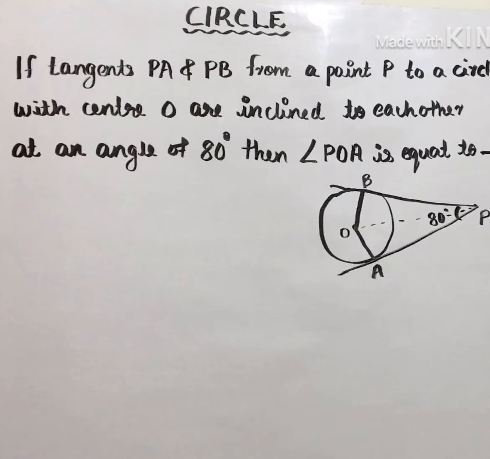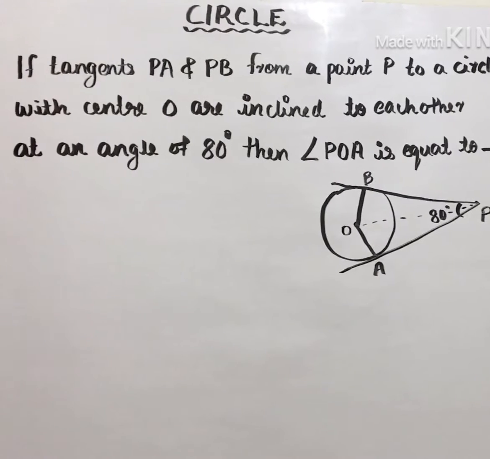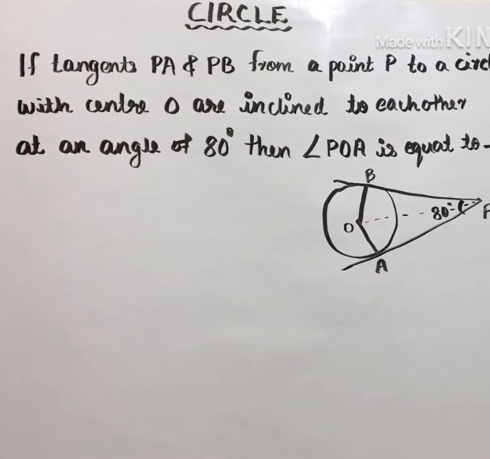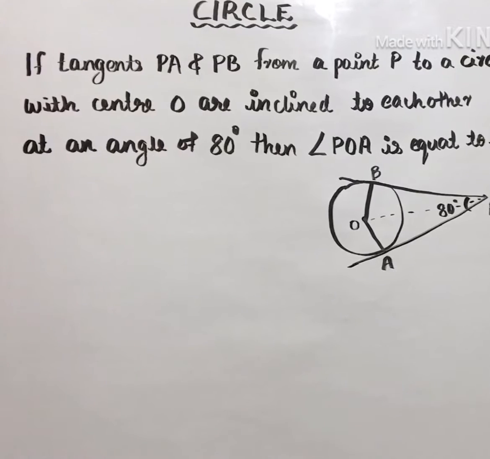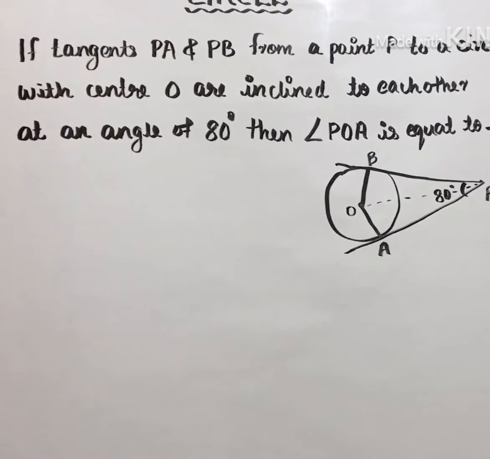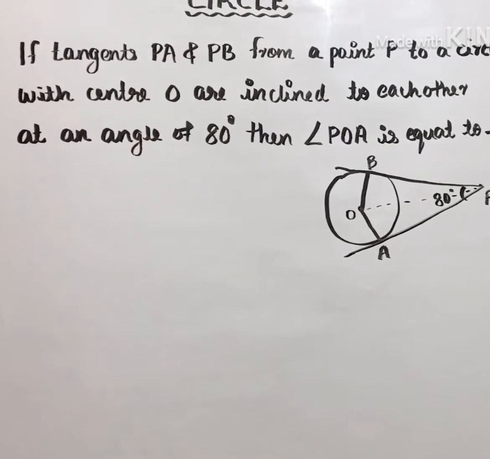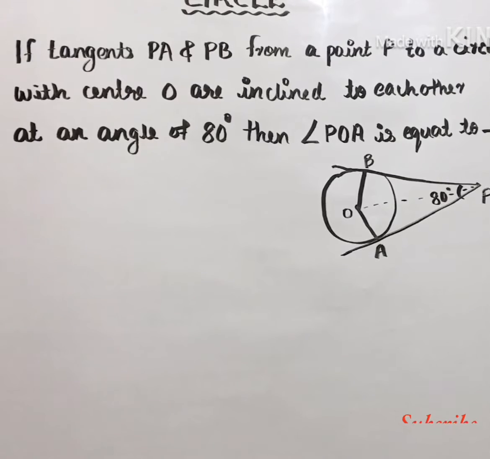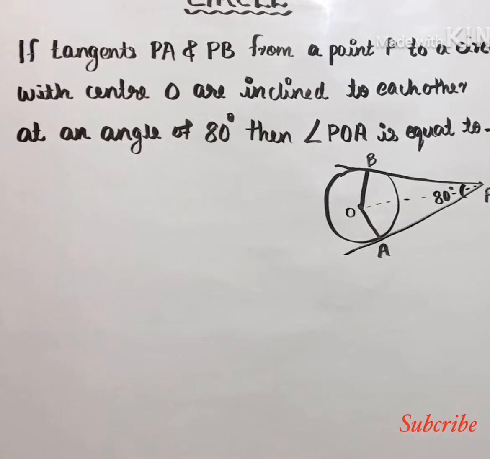This video is related to the chapter Circle in 10th standard CBSE. Here is the question. If tangents PA and PB from a point P to a circle with center O are inclined to each other at an angle of 80 degrees, then angle POA is equal to dash. We have to find the angle value, that is angle POA.